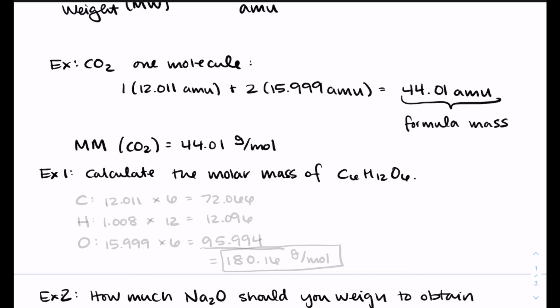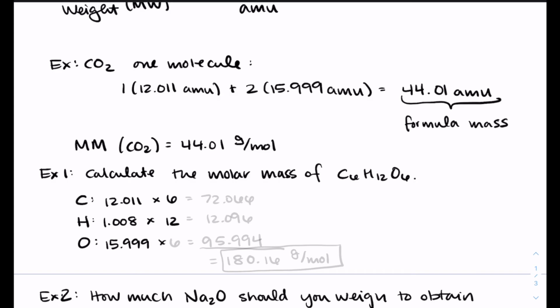For another example, let's look at C6H12O6. So carbon, hydrogen, and oxygen, I can get the atomic weight of each element from the periodic table, and then the number from the subscript tells me how many of each atom. So if I wanted the molar mass of this molecule, for carbon, I need to take 12.011 and multiply by 6. Hydrogen is 1.008 times 12. Oxygen is 15.999 times 6.